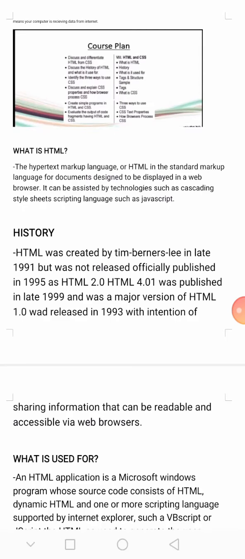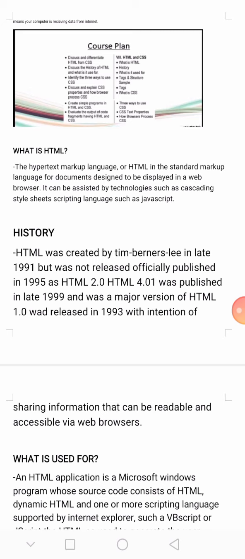Course plan. HTML and CSS. What is HTML? History. What is it used for? Tags and structure. Sample tags. What is CSS? Three types of CSS to be used. CSS text properties. How browsers process CSS.